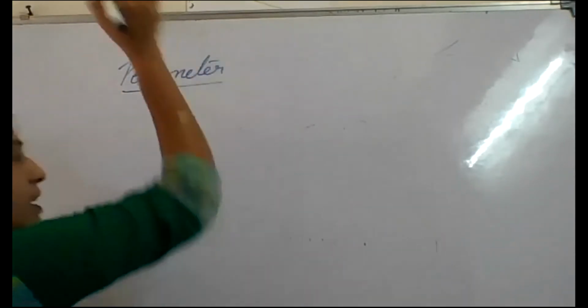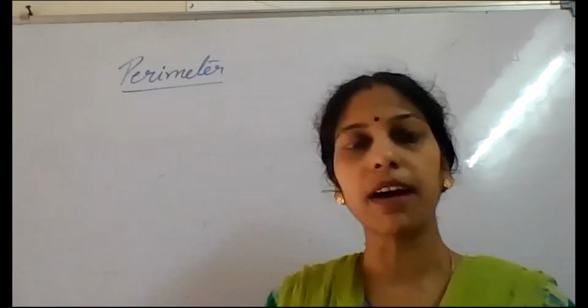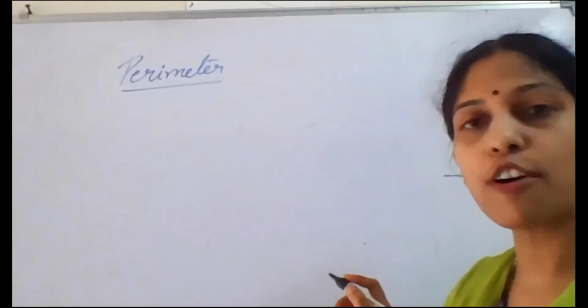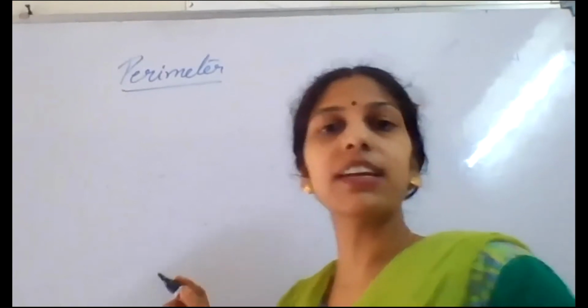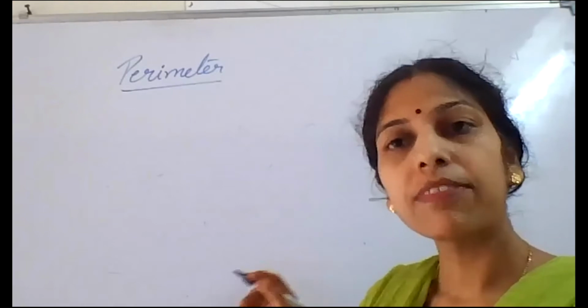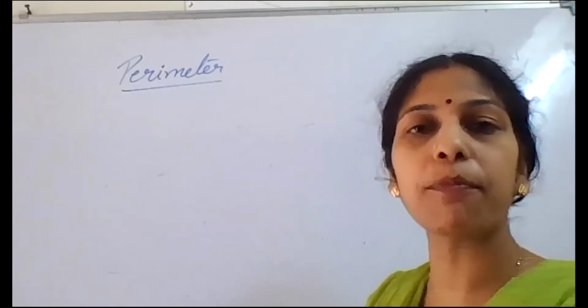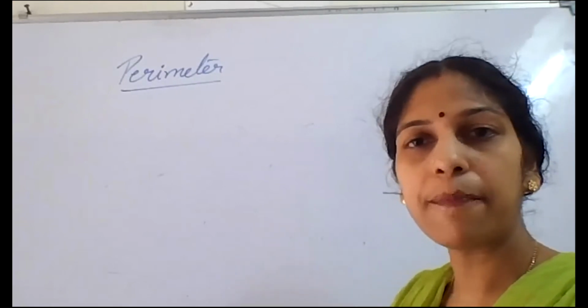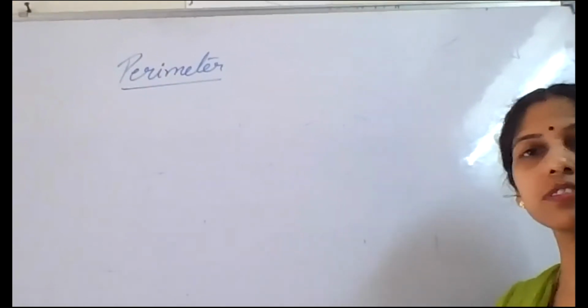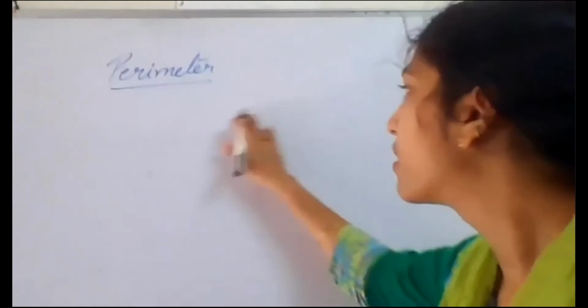What is meant by perimeter? Perimeter is nothing but when we sum up the values of all the lengths of the given figure, then it is called the perimeter. Okay. Area means we will be doing the product, multiplication. And perimeter means we need to sum up the values.